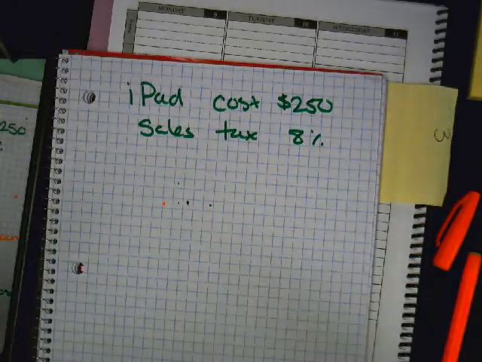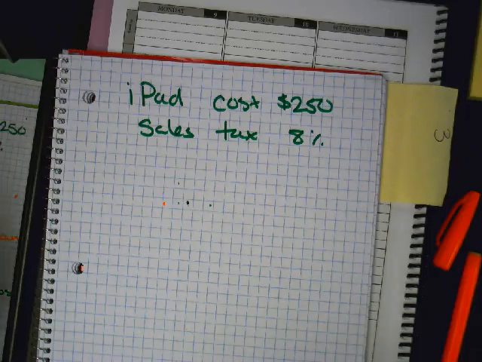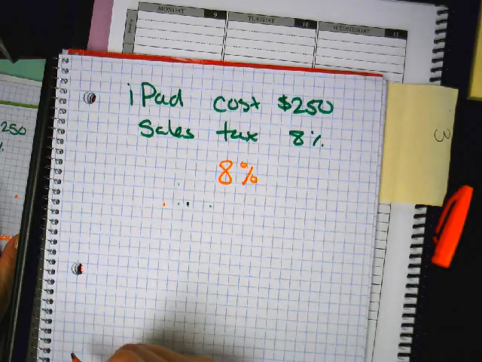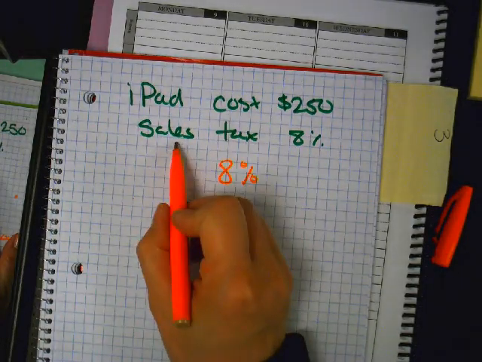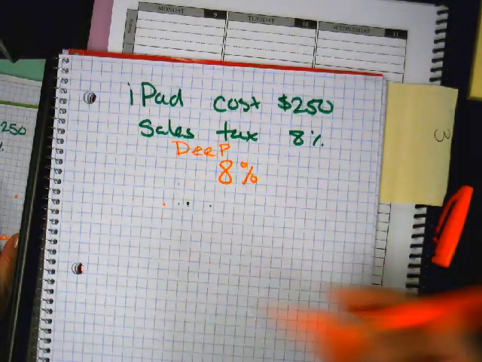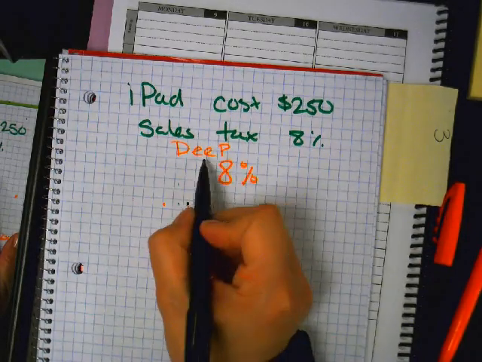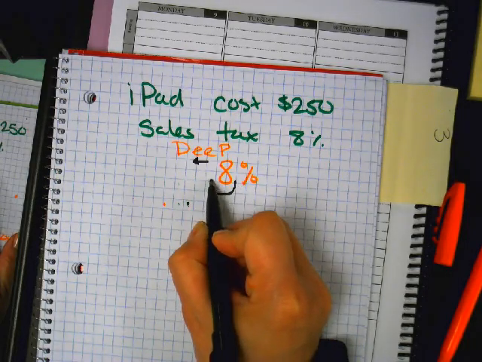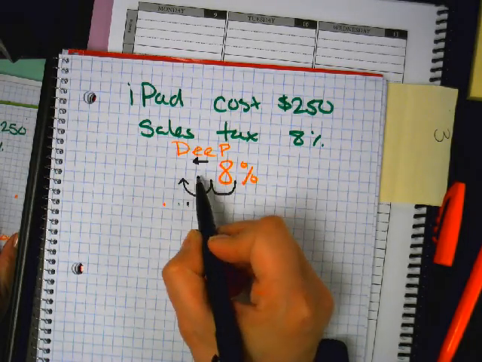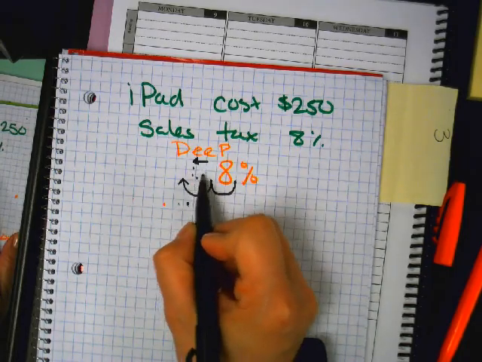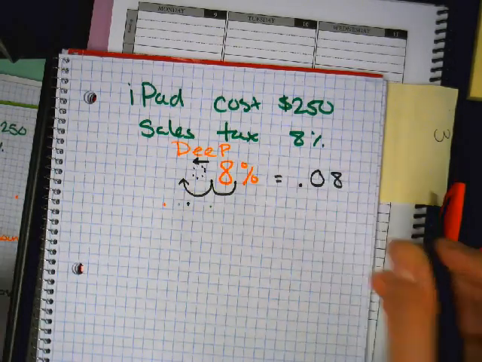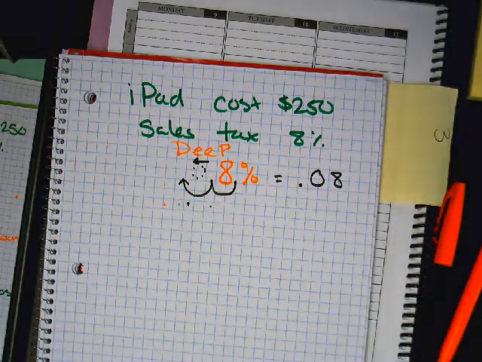All right, first things first. 8% is what as a decimal? 0.08. Yep. So think of the word deep. You're going to move in this direction. So here's my decimal. I'm going to move it 1 and 2. What do I put here? A 0. So this is equal to 0.08. If you type it into the calculator as 0.8, you will get a mistake. It will be wrong.